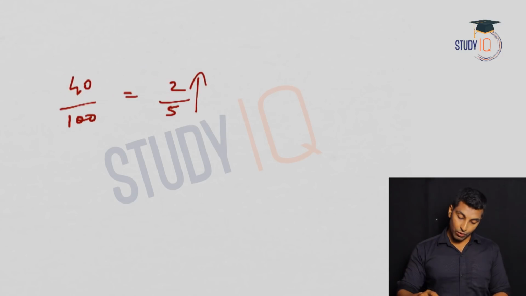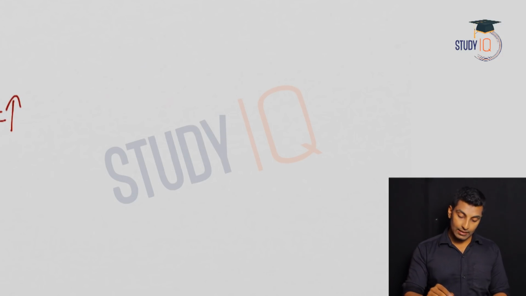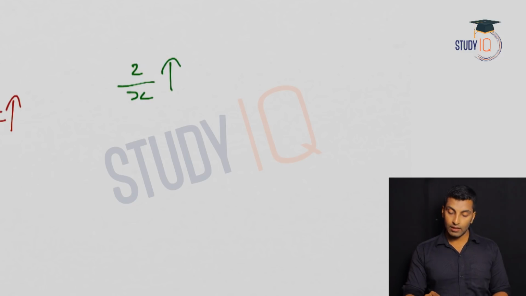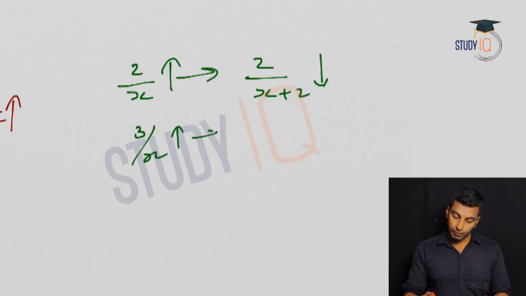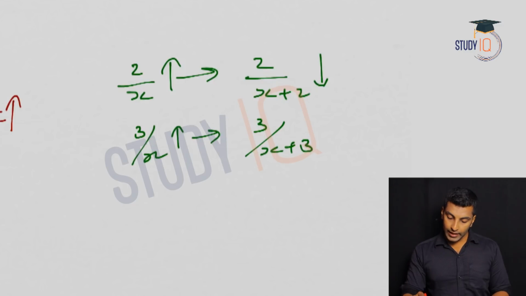But I have a rule for 2 by 5 also. It's like this: if 2 by x increases, it will lead to 2 by (x plus 2) decrease. Very much the same: 1 by x, 1 by (x plus 1); 2 by x, 2 by (x plus 2). Then what if it is 3? 3 by x increase will lead to 3 by (x plus 3) decrease.